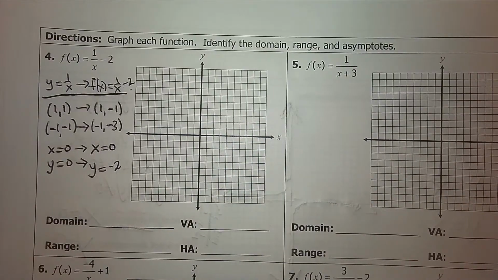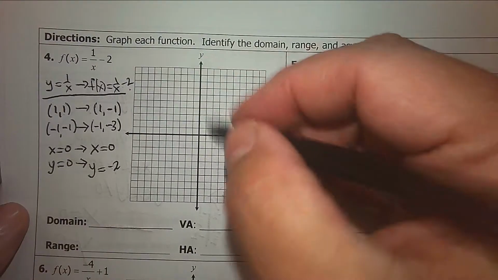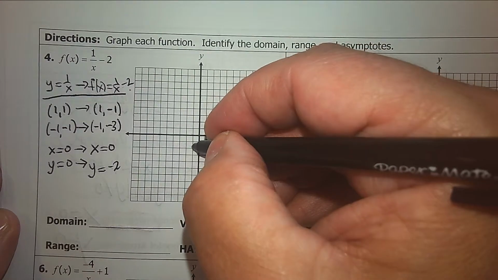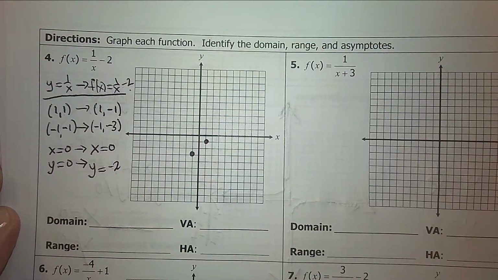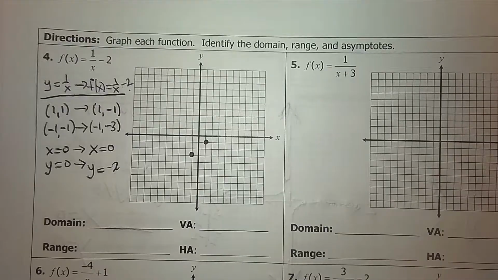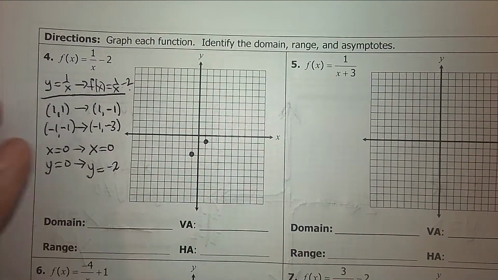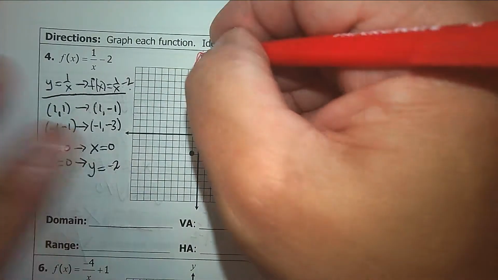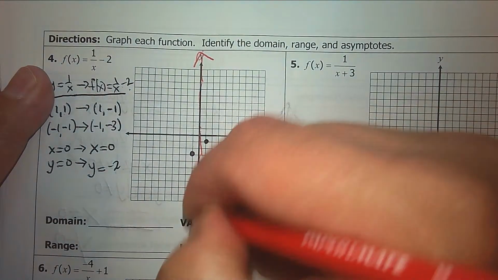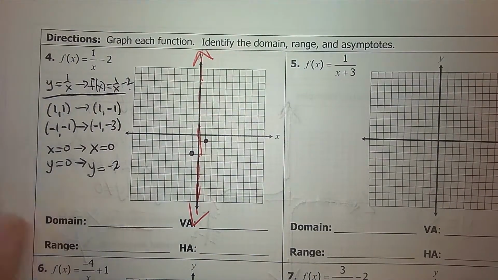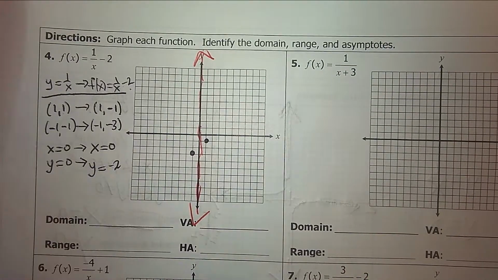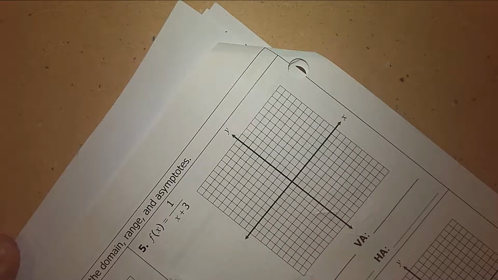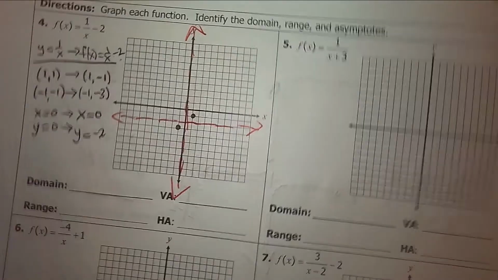All right, we're going to go to our graph. Find 1 and -1, and -1 and -3. Those are the 2 points I'm going to curve through. We have a vertical over 0. That did not change. But the horizontal, where am I going to draw the horizontal now? So can you find -2? And draw your horizontal.